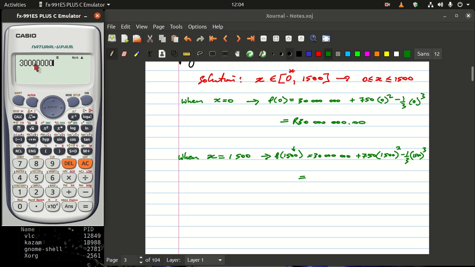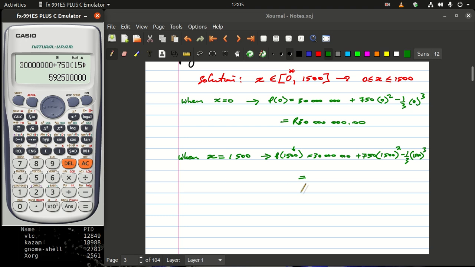1 2 3 4 5 6 7, and then after that you plus 750, and then after that we will end up saying 1,500, and then after that you can square it up, and then you subtract 1, and then you divide it by 3, and then after that you're gonna place in 1,500, and then you can give it a cube there.